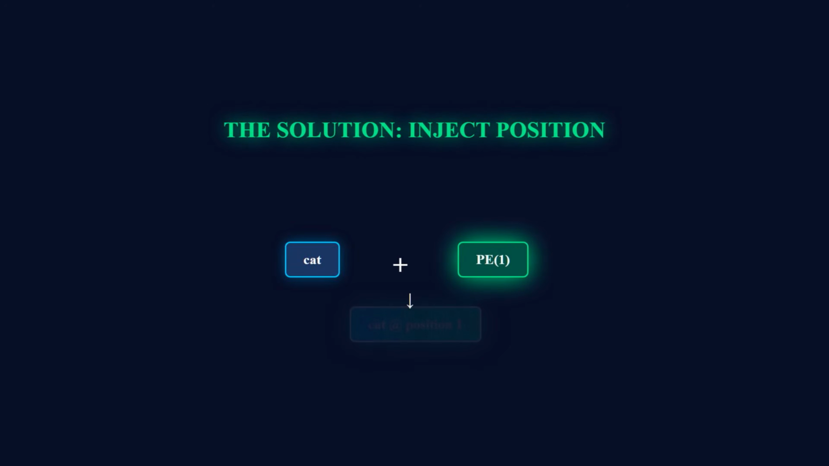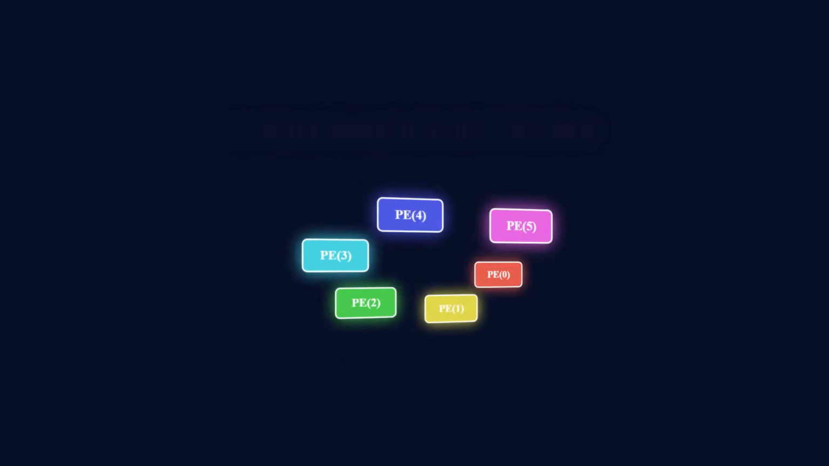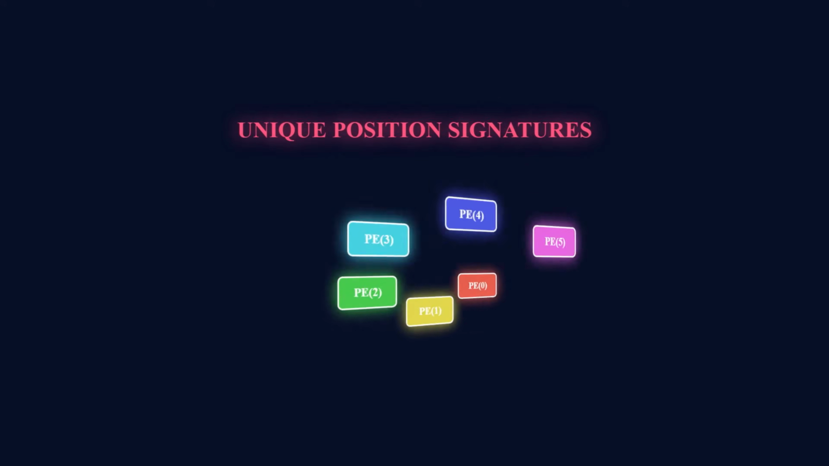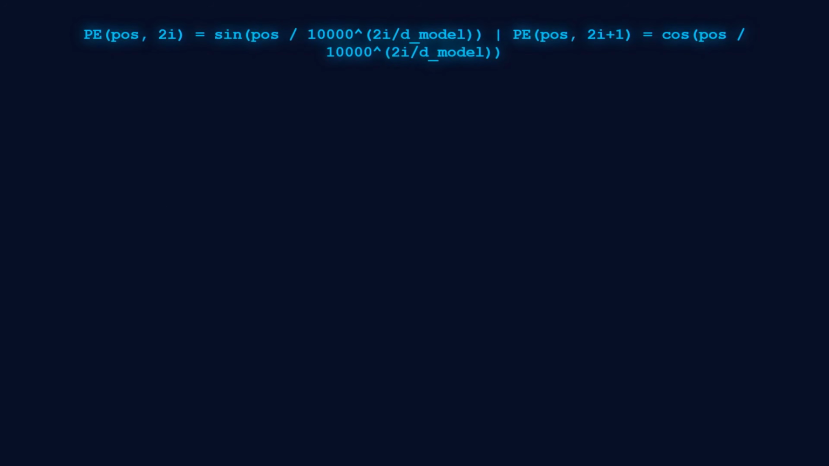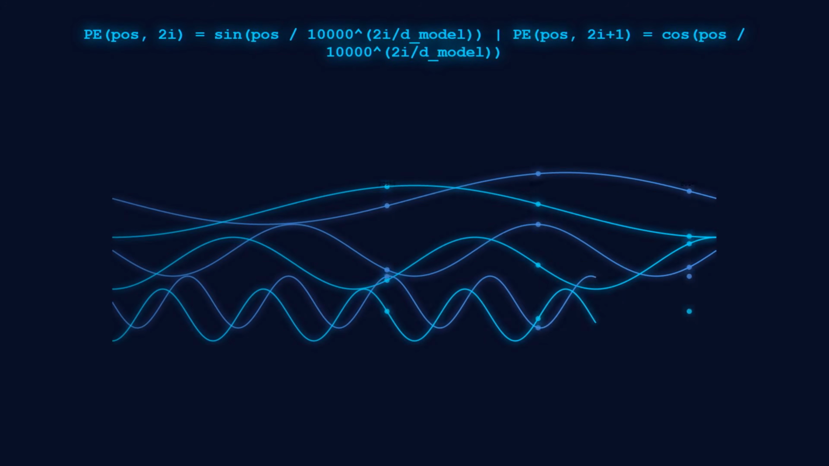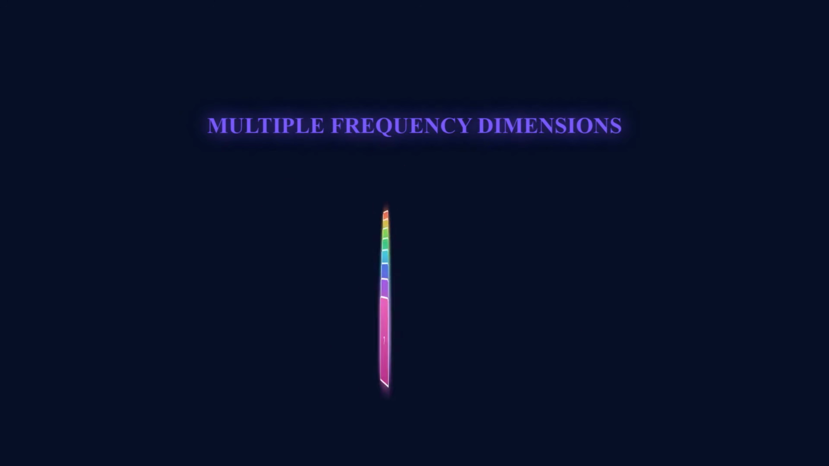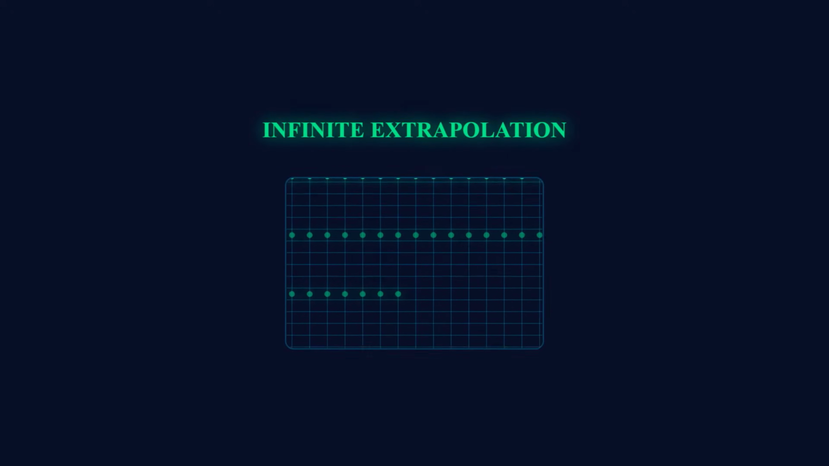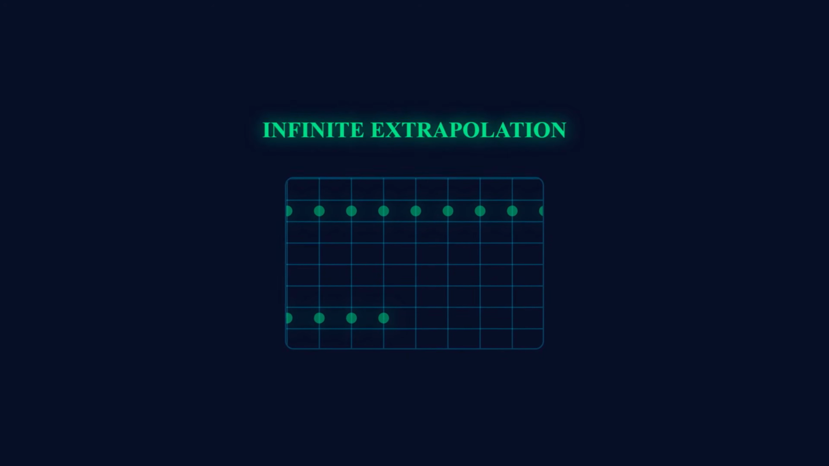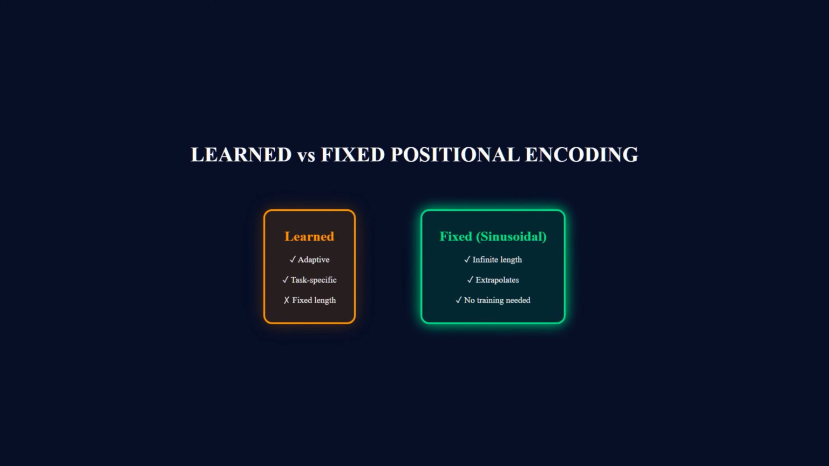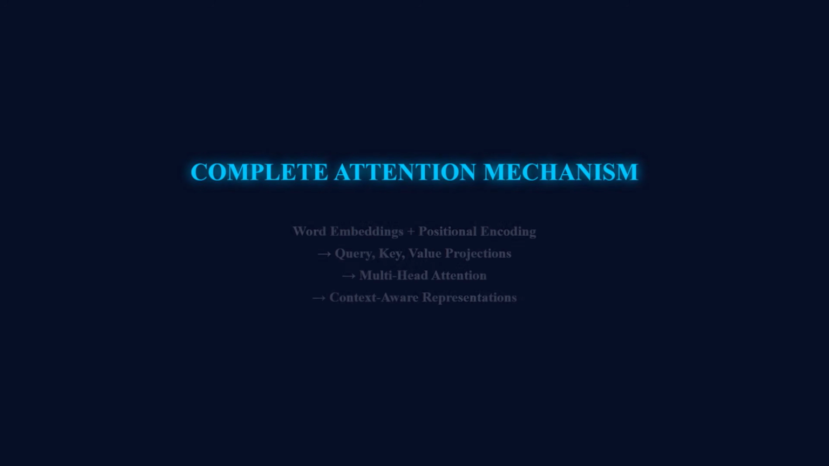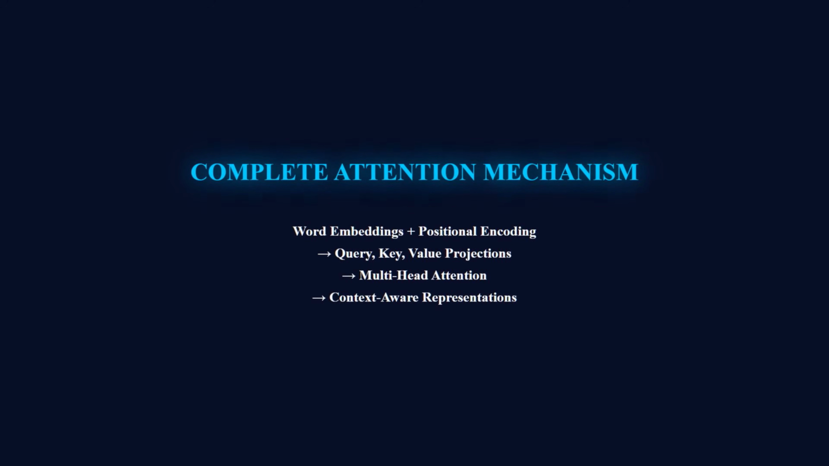The solution? We inject position information directly into the embeddings. Every position gets a unique signature, a positional encoding. The original transformer uses sinusoidal patterns, sine and cosine waves. Different frequencies for different dimensions create unique position fingerprints. The beauty? These patterns extrapolate to sequences longer than training. Modern models often learn position embeddings instead. More flexible, but limited to positions seen during training. With positions restored, attention knows both what and where.